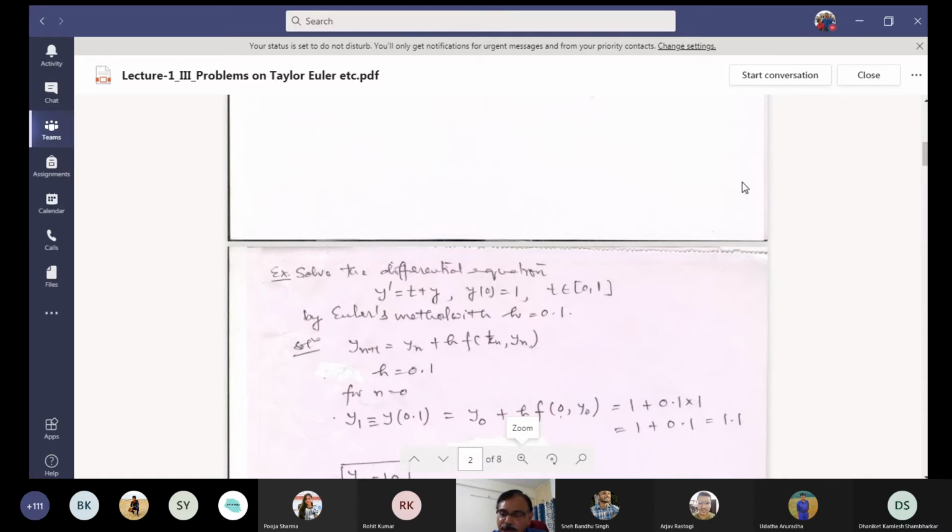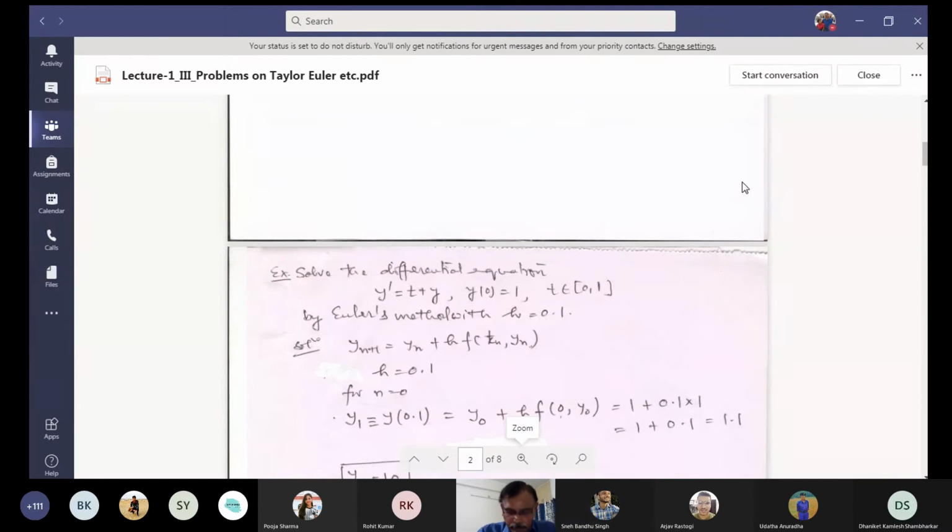Now another thing, you just notice one thing. Three different methods you have seen. One, the Euler method. Second, the backward Euler method. Third, the midpoint method. The Euler method is an explicit method. y_{j+1} is calculated using y_j on the right hand side: y_j plus h times f of x_j, y_j. Is that clear?